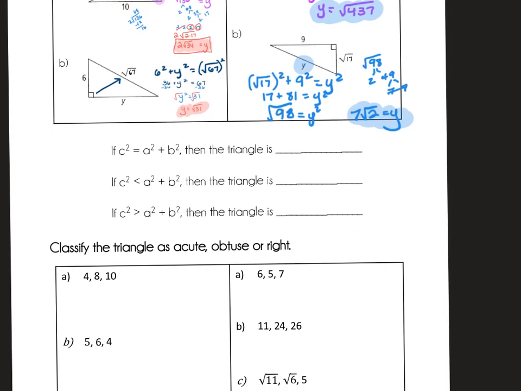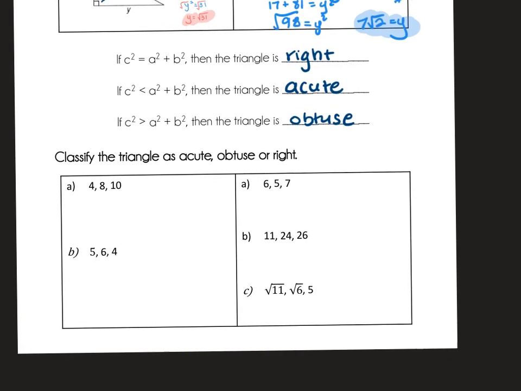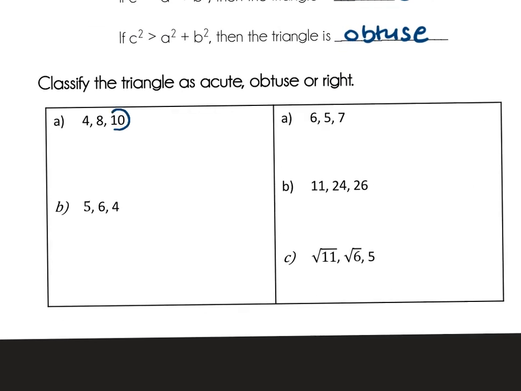This was still 8-1. Converse said, if C squared equals A squared plus B squared, then the triangle's what? Right. If C squared is less than, it's acute. And if it's greater than? Obtuse. But again, you have to identify the biggest side. So if it helps you to circle what's across the right angle here to make sure that that's C, do it. If it helps you to circle the biggest one here, then do it. It's not necessarily always in order.